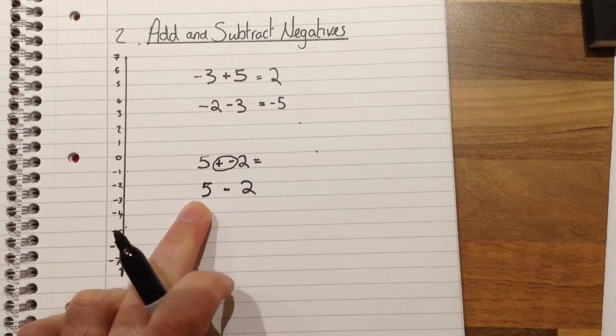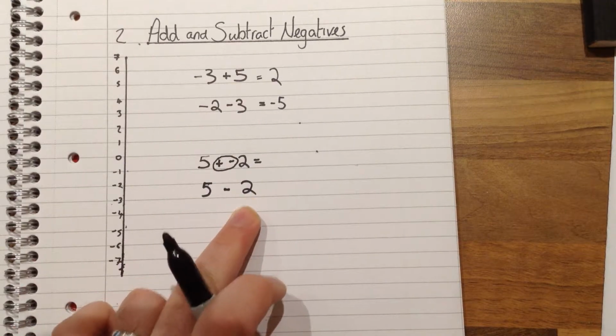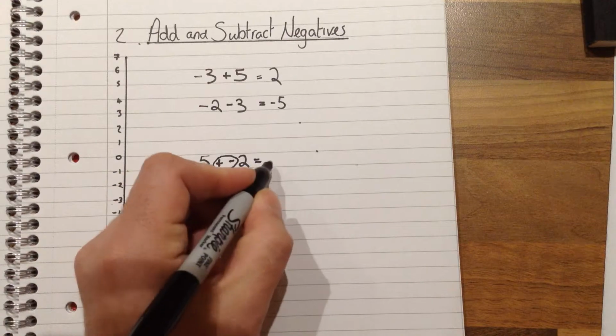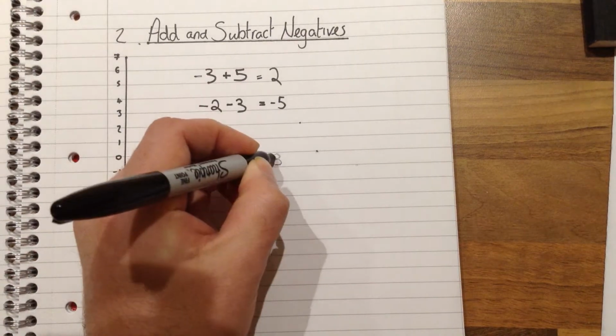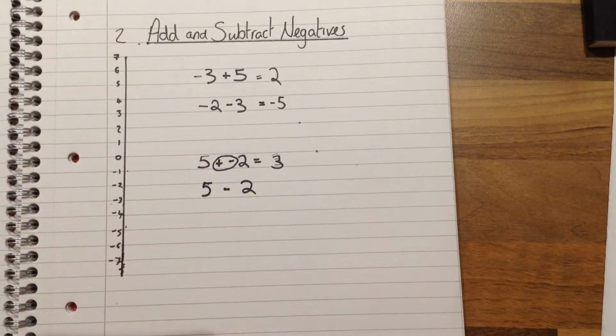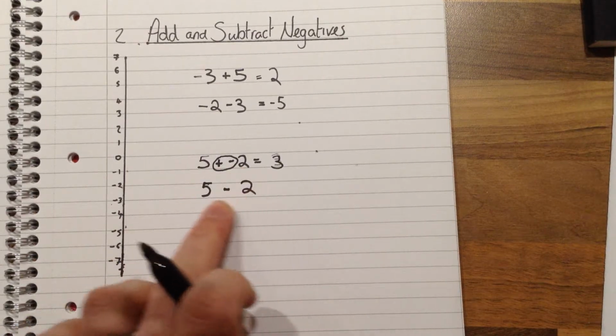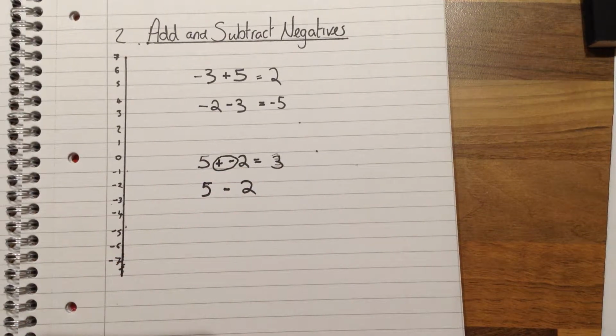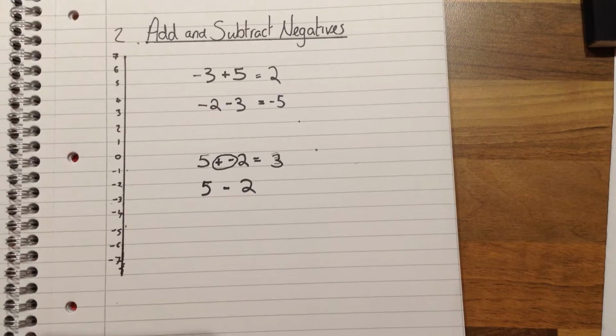So here we've then got 5 take away 2. Well, 5 take away 2 is 3, so we put 3 as our answer. This here is just our little working step. Let's see another example of this.